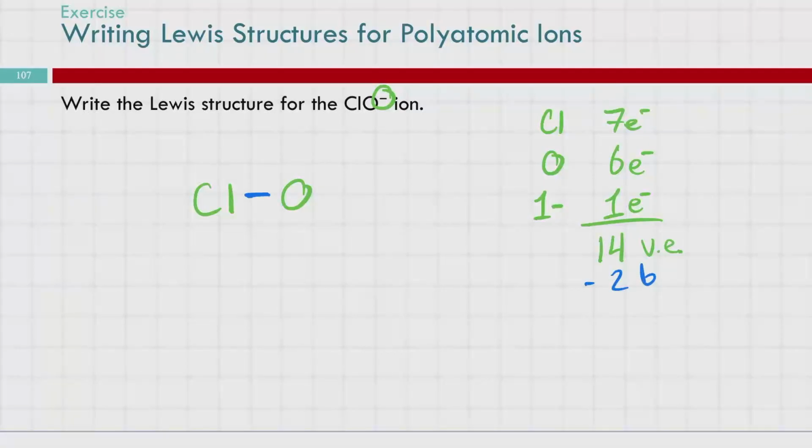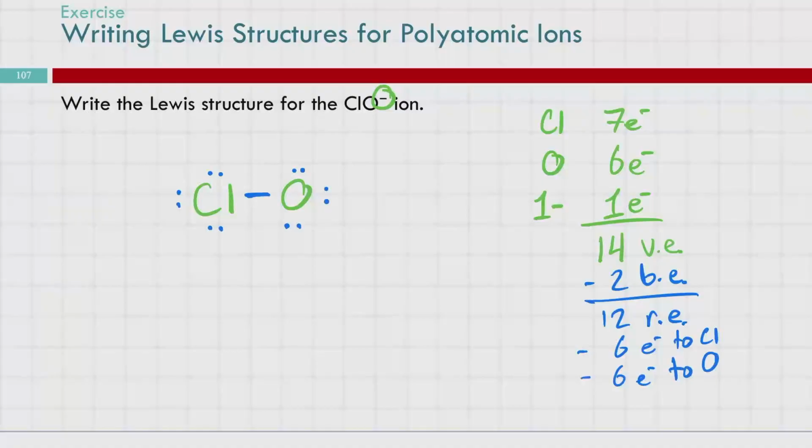So we put in 2 bonding electrons. We've got 12 remaining electrons. We want to distribute the rest of these as pairs, lone pairs. Chlorine can hold 6 more electrons. It's got 2 from the bond. We can add another 2, 4, 6 on to fill out the rest of chlorine's octet. Oxygen can also take 6 more. So minus 6 electrons to chlorine, minus 6 electrons to oxygen. We've got no electrons left.